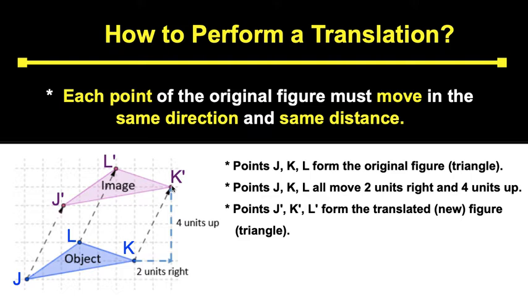So every point in the original figure, J, K, L, moves in the same direction and same distance in order to achieve the new image, J prime, K prime, L prime. Here's one more example of a translation.